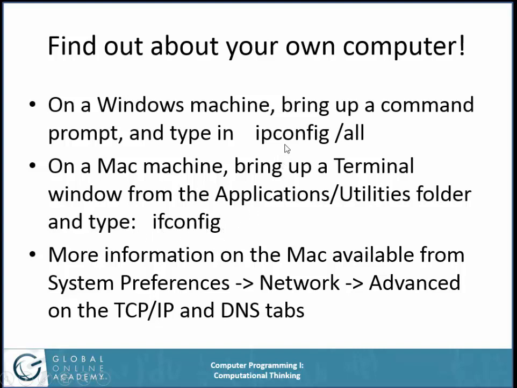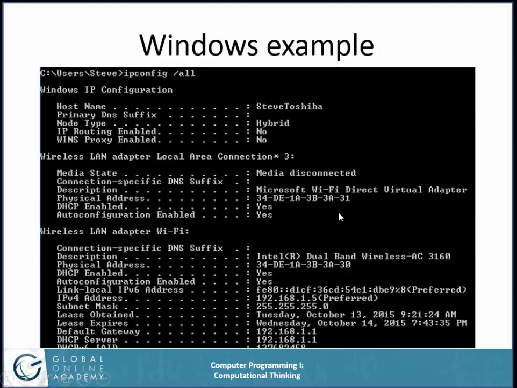ifconfig doesn't give you everything that ipconfig did, so on a Mac you can also go to System Preferences Network, pick the Advanced tab, and then go to the TCP/IP and the Domain Name Server tabs, and you'll get some of the information that the Windows users got from ipconfig /all. So what does this look like? Here's an example that I ran on my Windows computer. I've got a host name of Steve Toshiba. Guess what? It's a Toshiba machine.